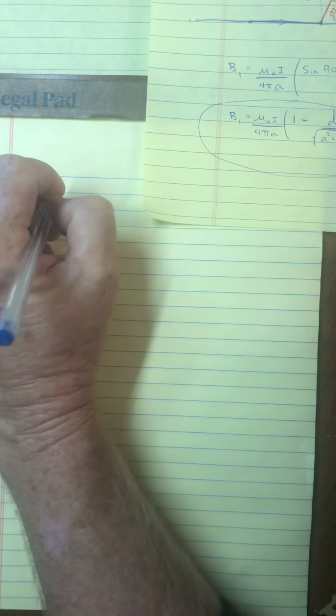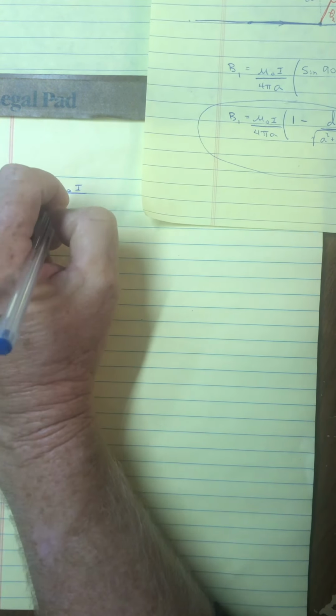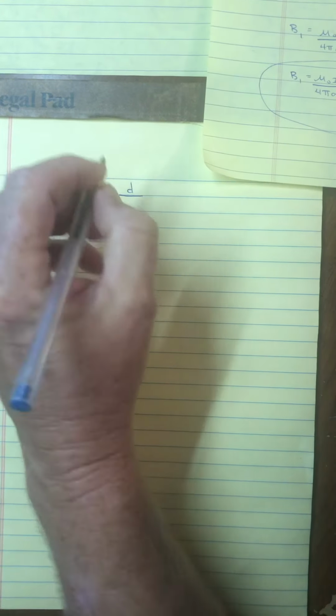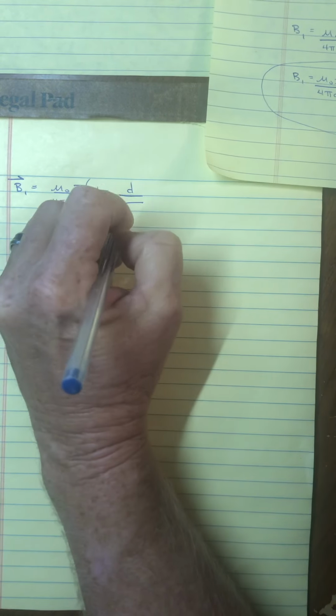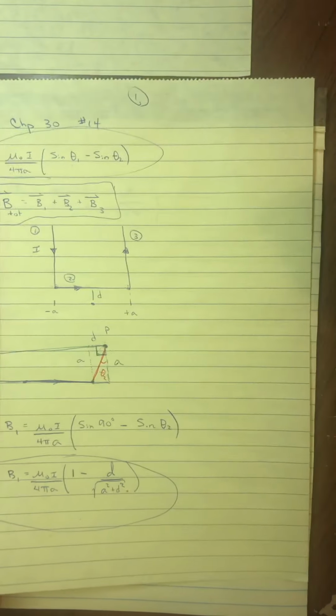I could then say, now let's write it as a vector. So, number 1 would be what? Well, we got its magnitude, so let me write that down first. Mu naught I over 4 pi a, times 1 minus d over the square root of a squared plus d squared. Okay, so there's the magnitude of it. Now we need to do the direction.